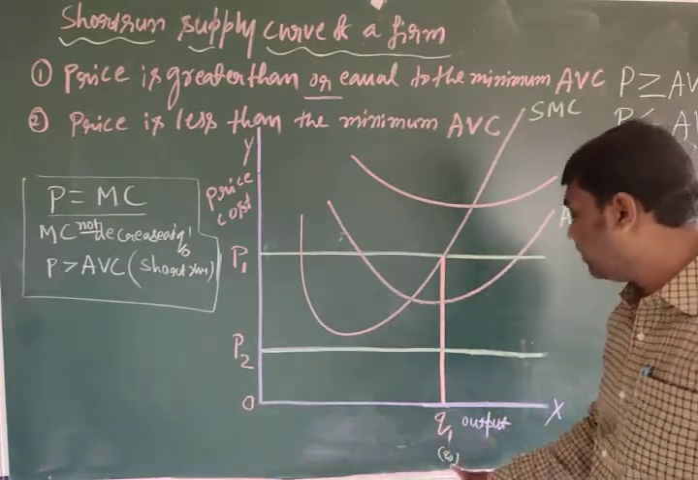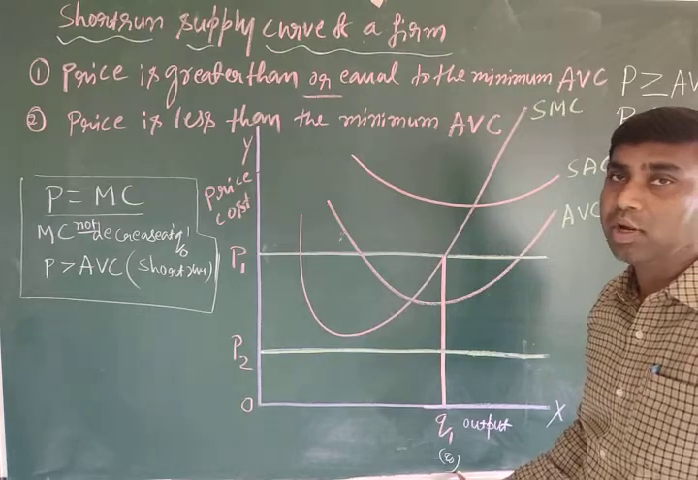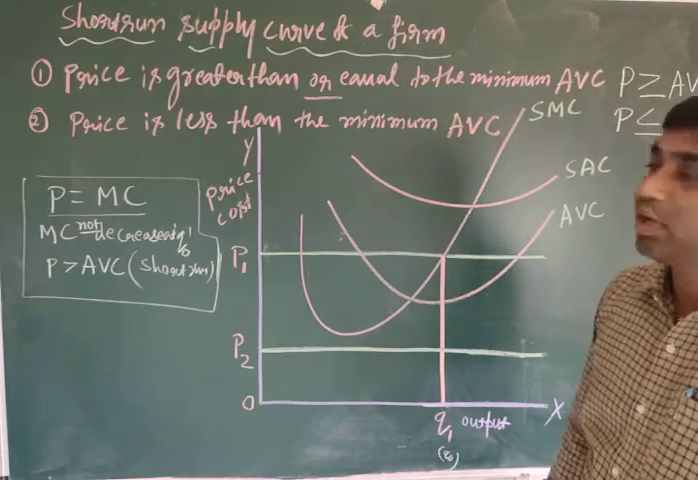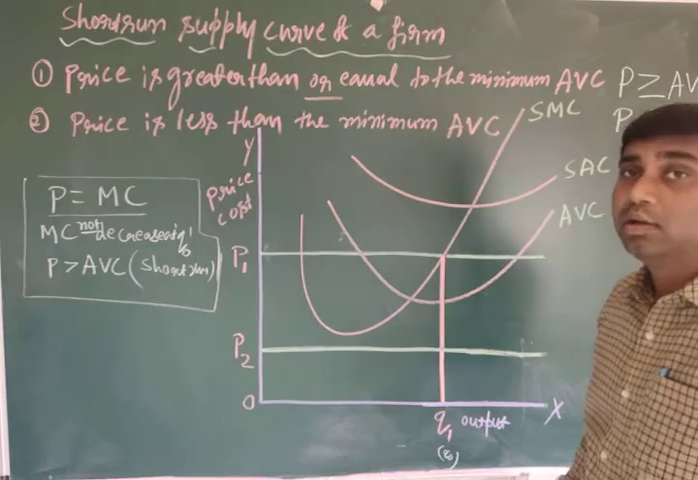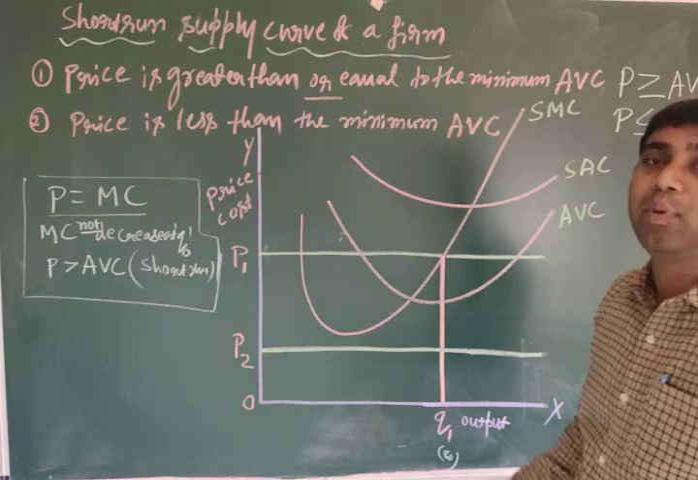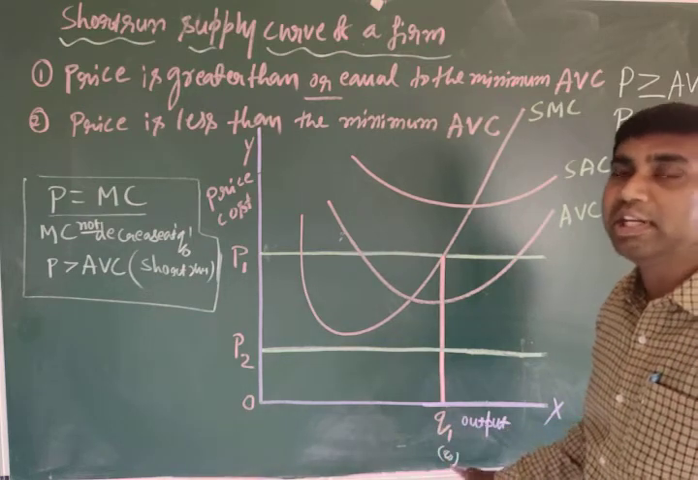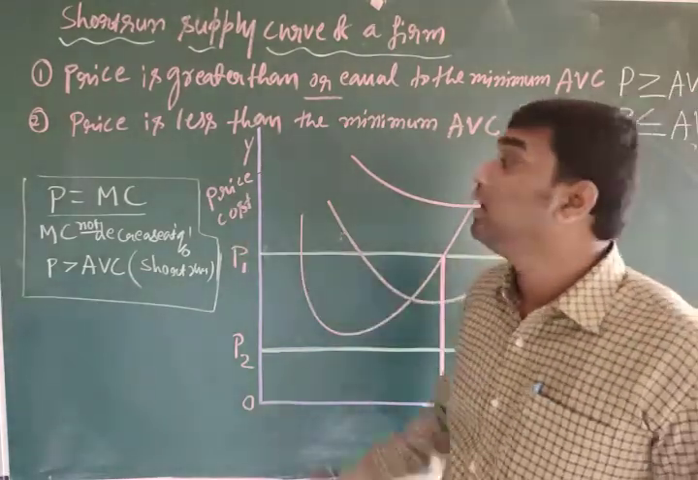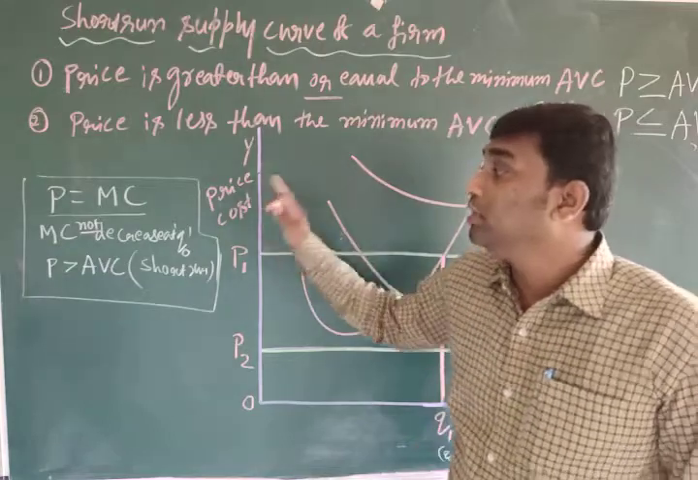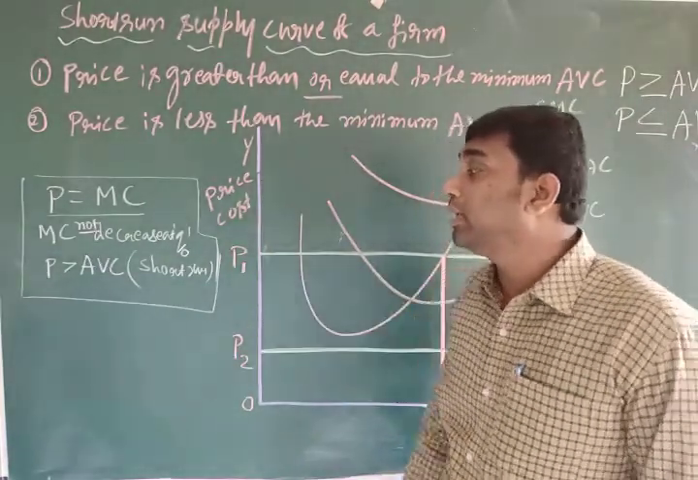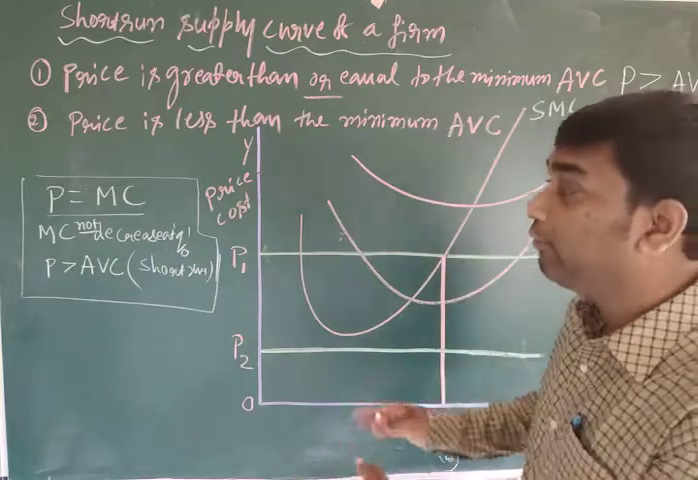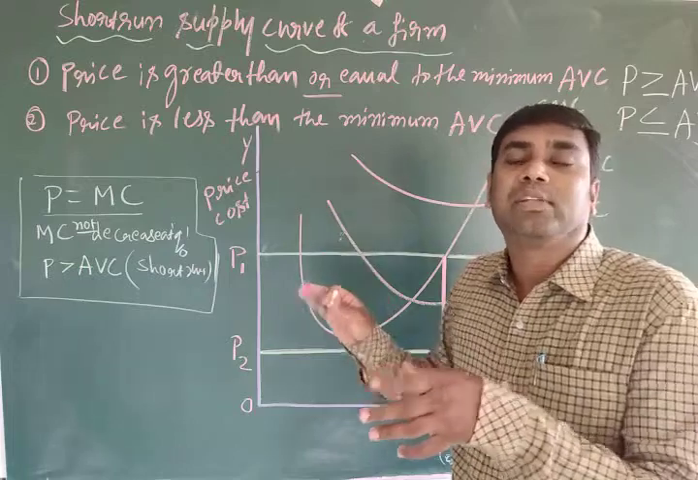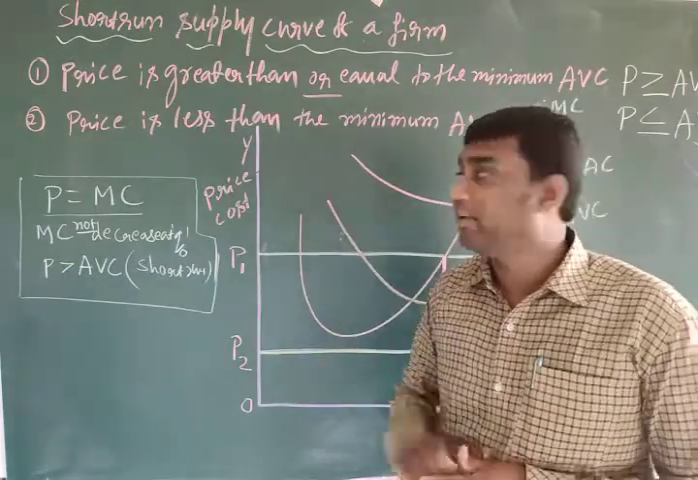You have to assume this is Q0. It is mentioned here as Q1, but you have to assume that it is Q0, because at Q0 the firm will earn more profit. That is the profit maximization point, so we have to identify Q0. We should also fulfill three conditions: P is equal to MC, MC not decreasing at Q0, and P greater than AVC in the short run. If the firm fulfills these conditions, definitely at that point the firm gets profit maximization.